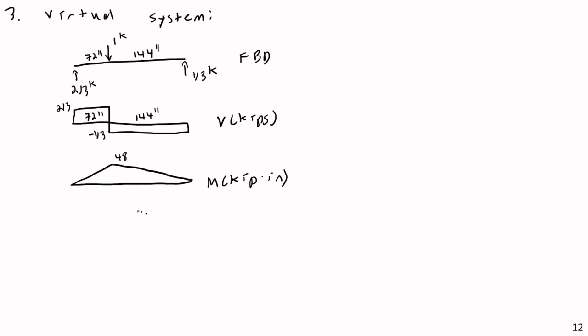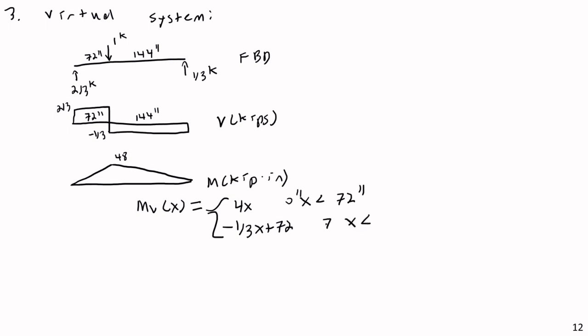So we have that, and if you go and get the functions for this, you will find that the virtual moment as a function of x is equal to 4x when x is between 0 and 72 inches, and it will also be equal to negative 1/3 x plus 72 when x is between 72 inches and 216 inches.